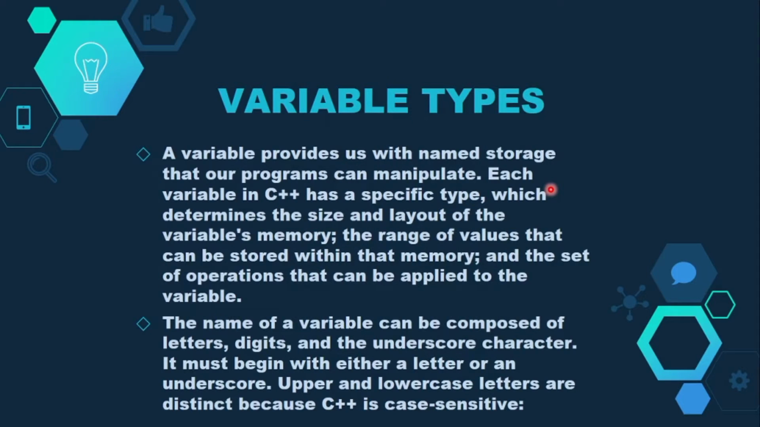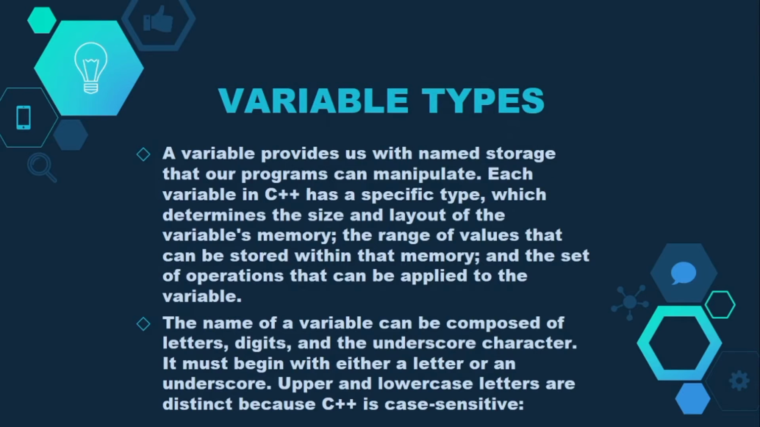Each variable in C++ has a specific type, which determines the size and layout of the variable's memory, the range of values that can be stored within that memory, and the set of operations that can be applied to the variable. The name of a variable can be composed of letters, digits, and the underscore character. It must begin with either a letter or an underscore. Upper and lowercase letters are distinct because C++ is case sensitive.